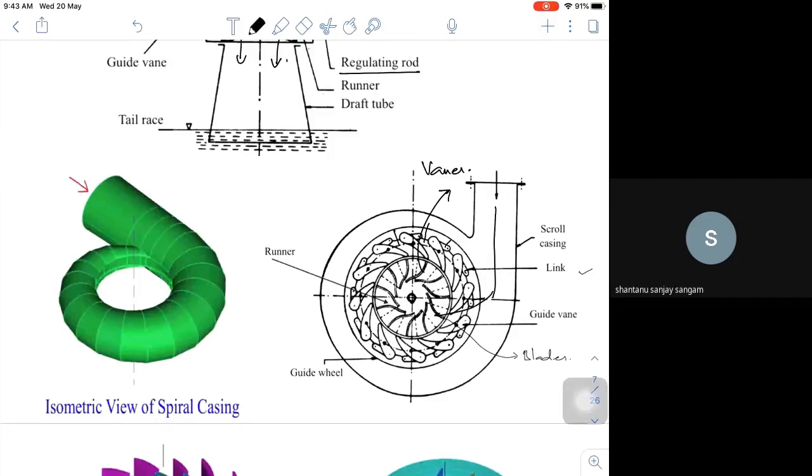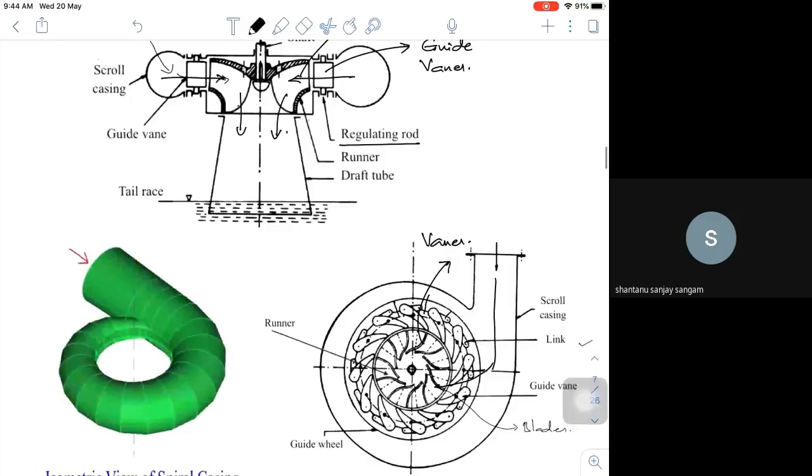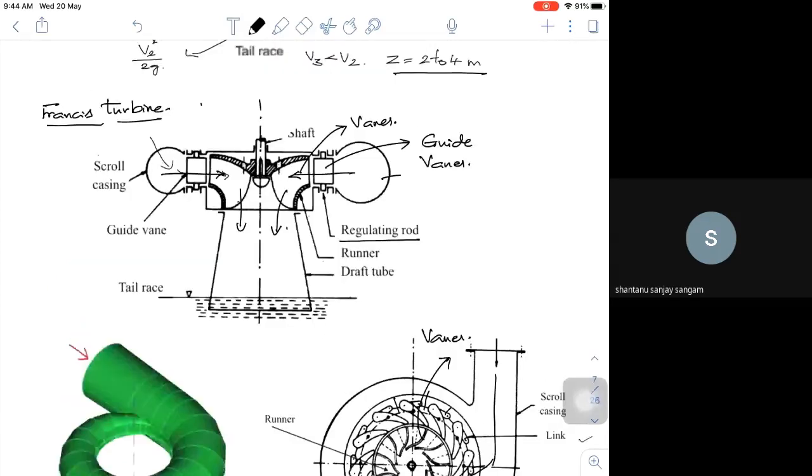Okay, and on the left side, I have the isometric view of the spiral casing. See, this is not circular in cross section. They are all spiral. Look at this. It will come like this and it's going in, so it's becoming smaller. So they're all spiral in cross section, or the isometric view of the spiral casing is what I show. The casing is not circular. It is bigger on one end. You can see this is bigger here and this is smaller here. This is called the scroll or spiral casing.